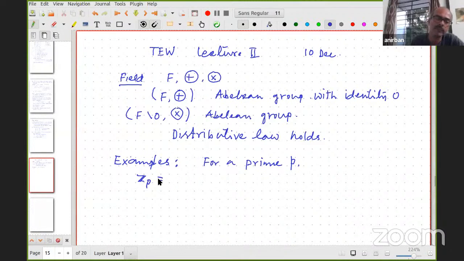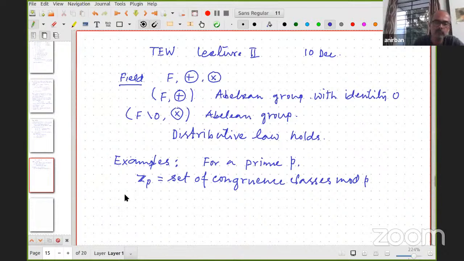the set of congruence classes mod P is a field with usual addition and multiplication as defined for congruence classes. Is a field. So that's easy to check.